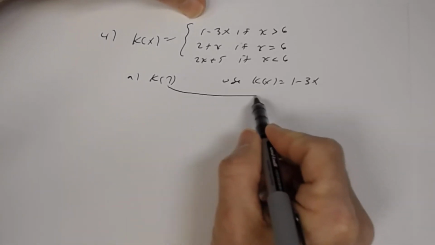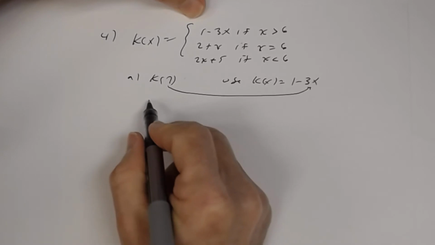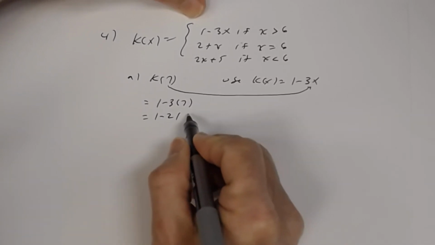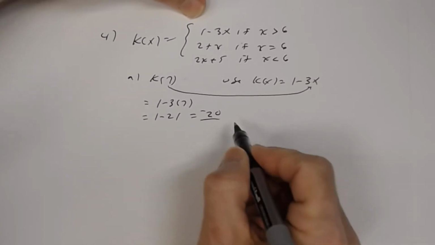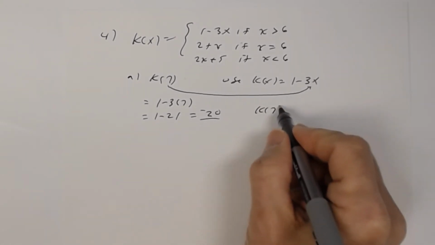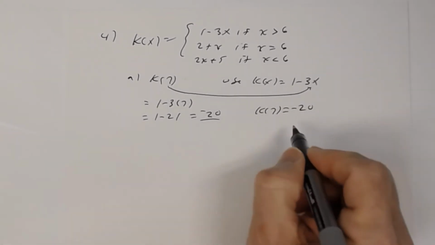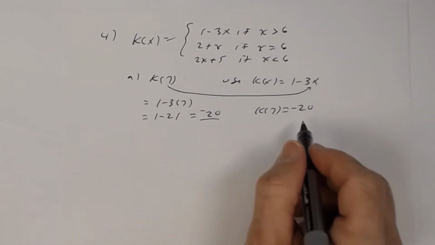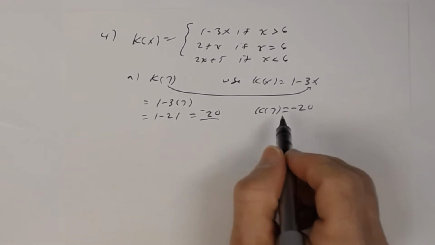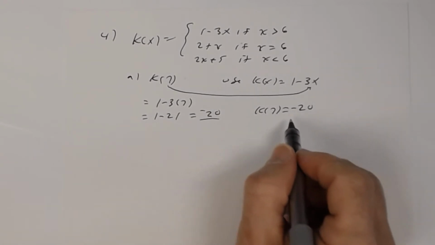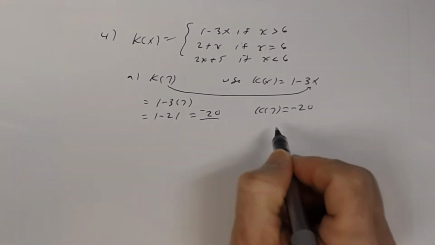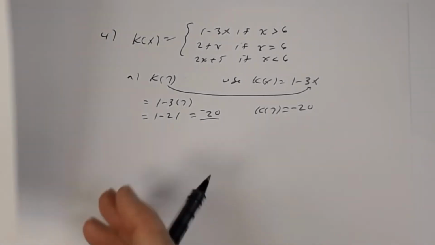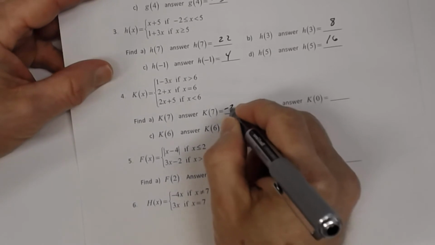So where we see the variable x, you're going to substitute 7. So this becomes 1 minus 3 times 7, which is 1 minus 21, which is negative 20. So k of 7 is equal to negative 20. If you were to graph this, the x value is 7, so the y value is negative 20. So you plot the point (7, negative 20). All right, so k of 7 is negative 20, so that goes here.